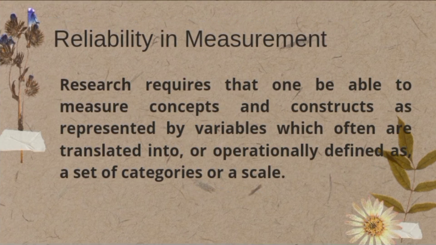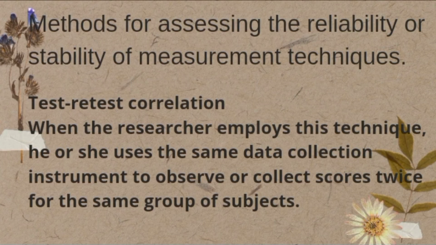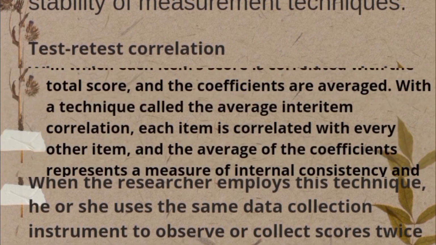Reliability in measurement. Research requires that one be able to measure concepts and constructs represented by variables, which often are translated into or operationally defined as a set of categories or as methods for assessing the reliability or stability of measurement techniques. Test-retest correlation. When the researcher employs this technique, he or she uses the same data collection instrument to observe or collect scores twice for the same group of subjects.